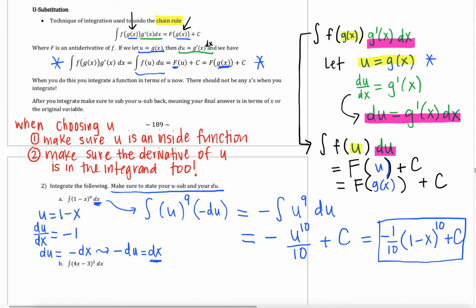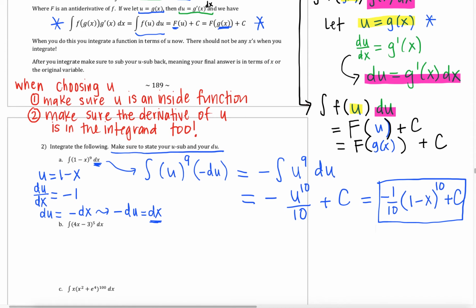Let's look at our next example here. In this next example, we have the integral of 4x minus 3 to the 5th dx. Why don't you guys pause the video right here and decide what your u would be equal to. So for here, we want our u to be our inside function. The 4x minus 3 is our inside function, and that 5th power is our outside function. So u is going to be 4x minus 3.